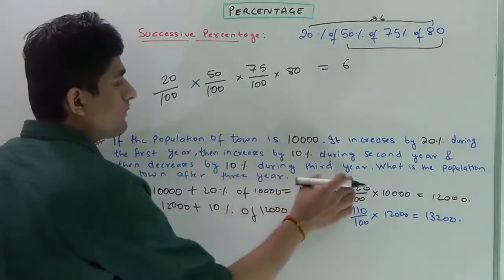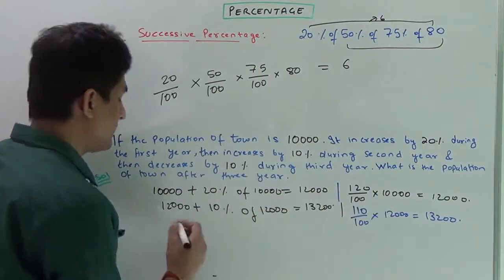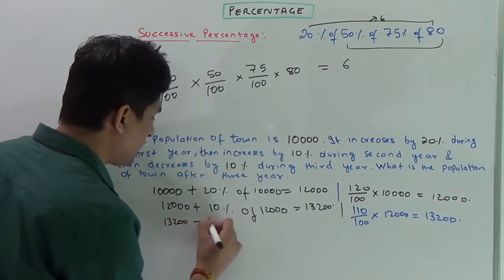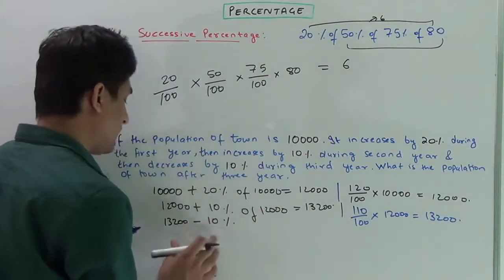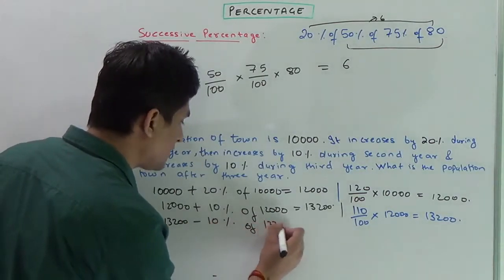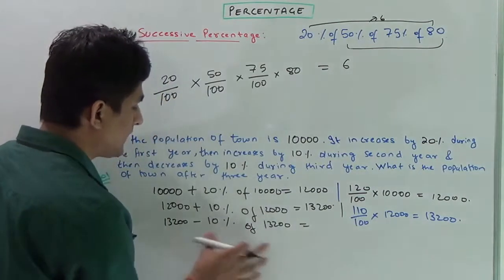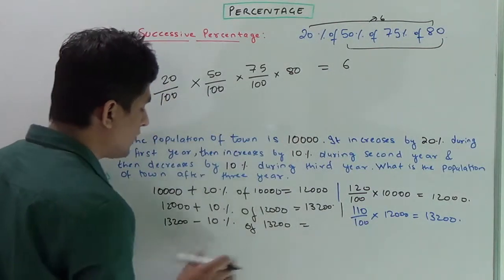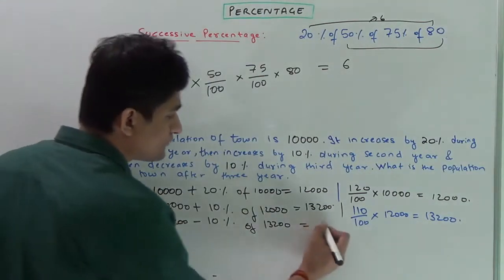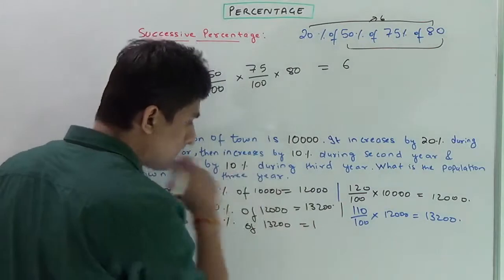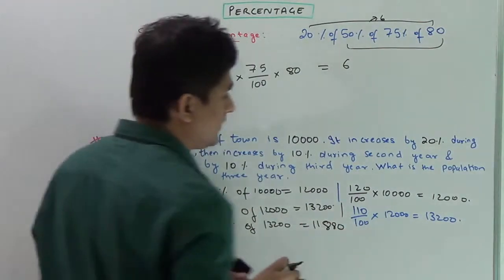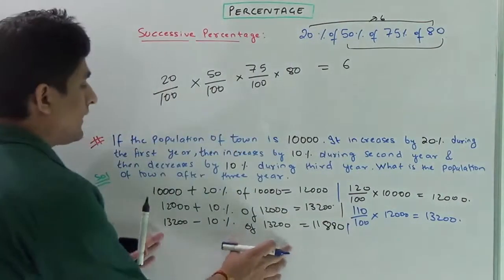Now in the final year, the population has decreased by 10%. So we have to decrease the population of that town by 10% of what? Of 13,200. I think this part will be clear, why I have taken 13,200 here, because the population at the starting of that year was 13,200. Now it will come out to be 11,880.